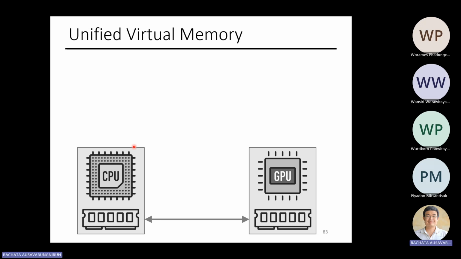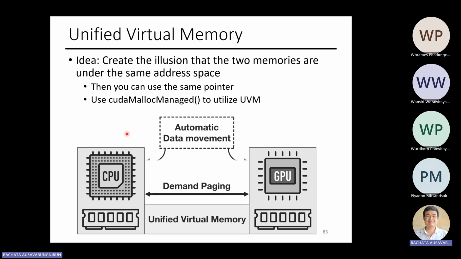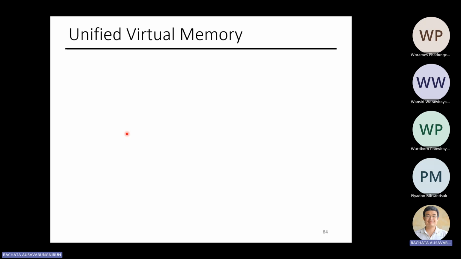In order to address the explicit memory management, let's say the programmer doesn't want to manually control everything. I can use UVM, or Unified Virtual Memory. Basically, this creates the illusion that the two memories are under the same space. To do this, you would call cudaMallocManaged, which would trigger UVM. And what UVM would do is automatically manage the data copy and do the demand paging for you, right? And this seems like a nice thing on paper, right?